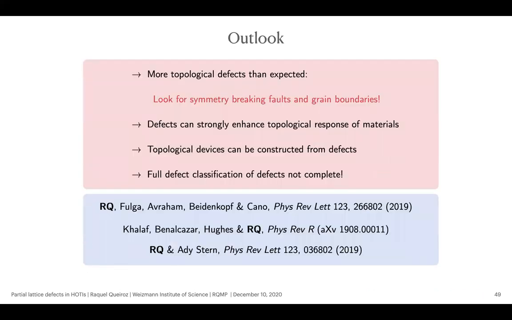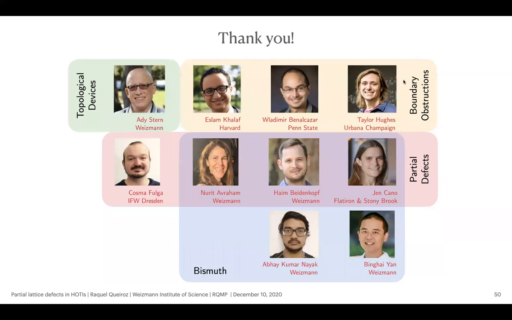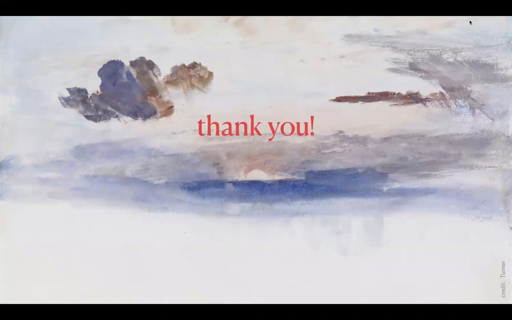So basically, this is where I end. There are more topological defects than expected, and looking for symmetry breaking defects is a rich place to look for topology, and there's a natural material science realization of them. So there's a reason to look for them, and these defects can enhance the topological response of materials. They're quite interesting, and a full classification of them still needs to be completed. And with that, let me thank my collaborators on the various topics, particularly the stacking faults, and thank you for your attention.